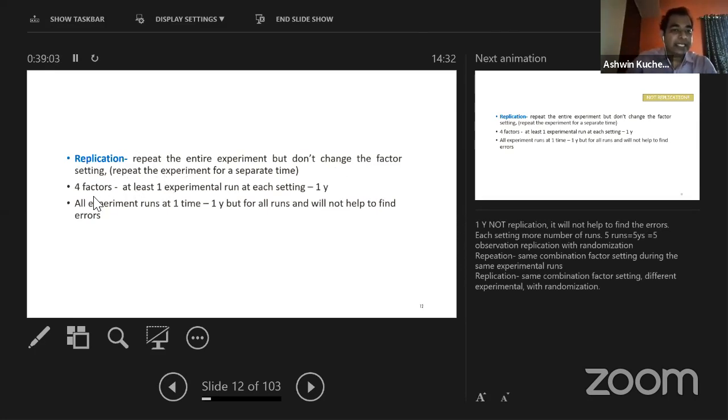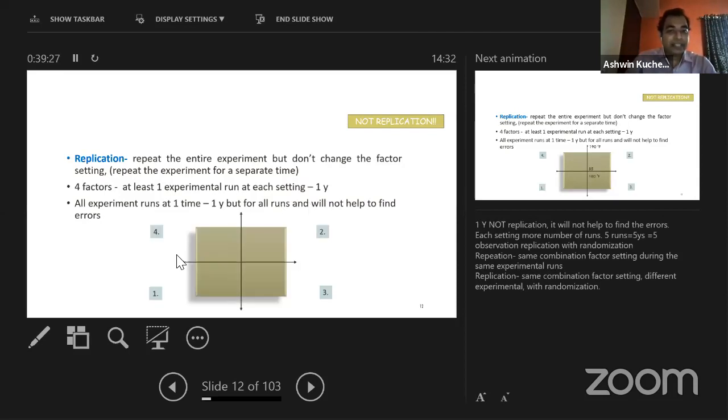If we take an example of 4 factors, at least 1 experimental run is performed and we get 1 Y. If I run all experimental runs at one time, I will get 1 Y, which will not help me find what exactly the errors in my experiment are. So this is not called replication. So what is replication? Let's take the same example, a block diagram. Here the numbers are randomized, because replication is repetition of entire trials with respect to randomization.